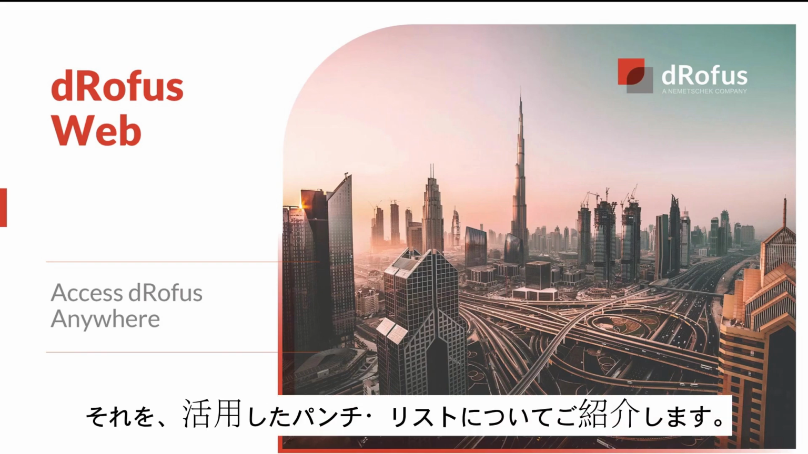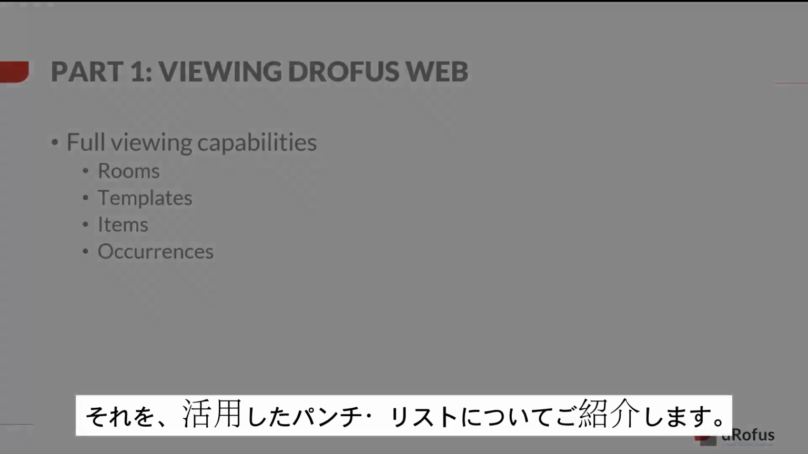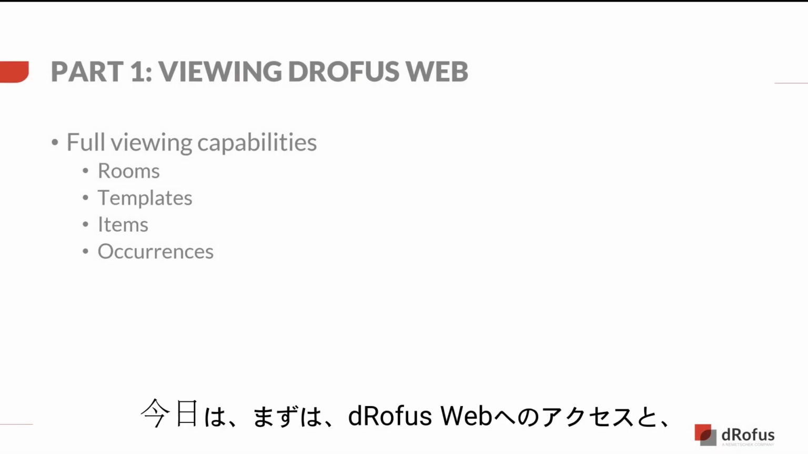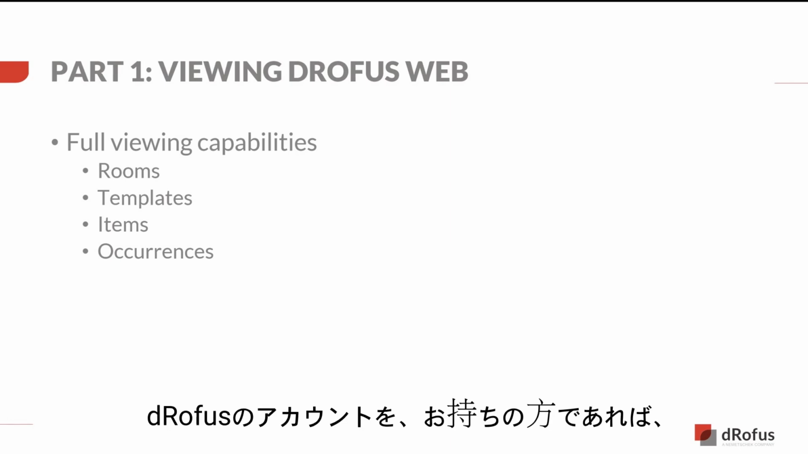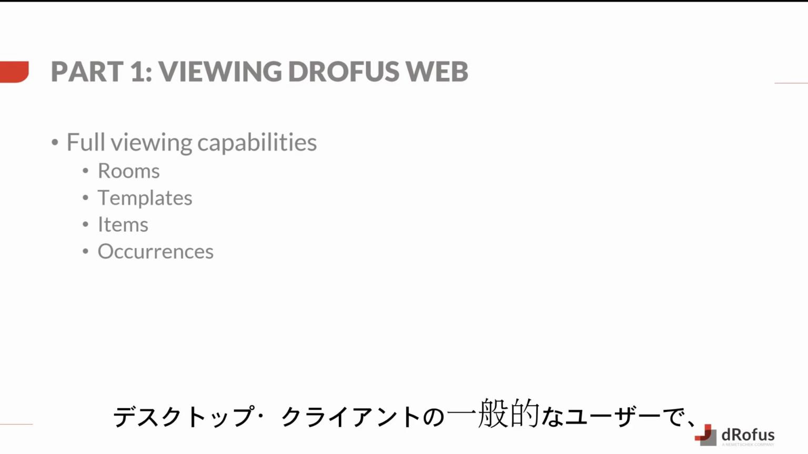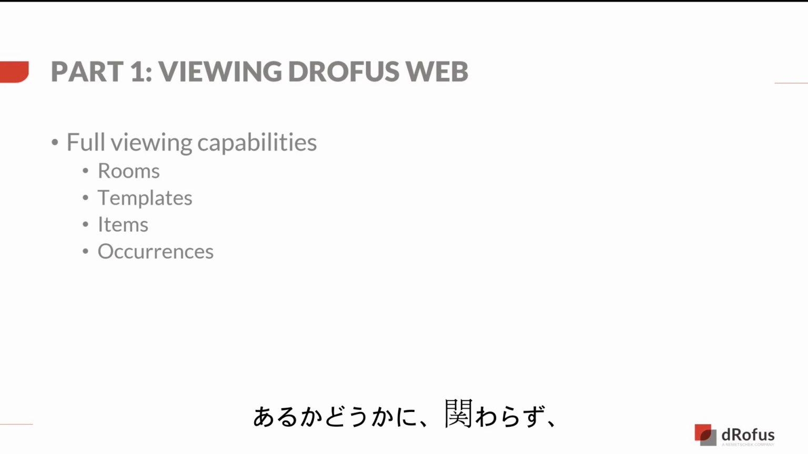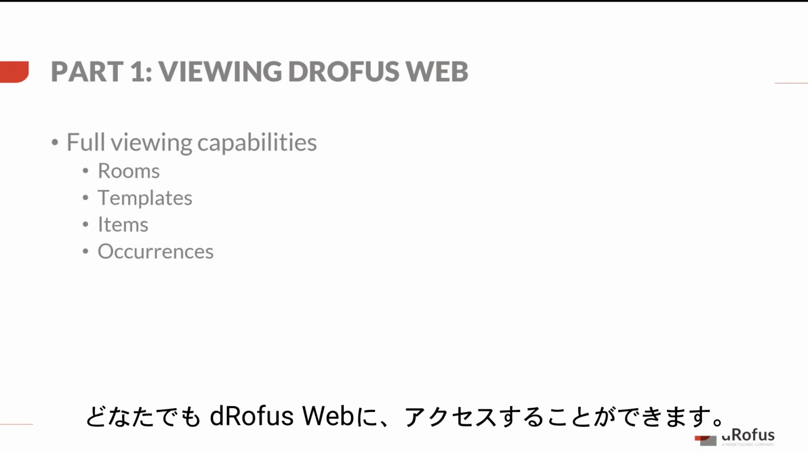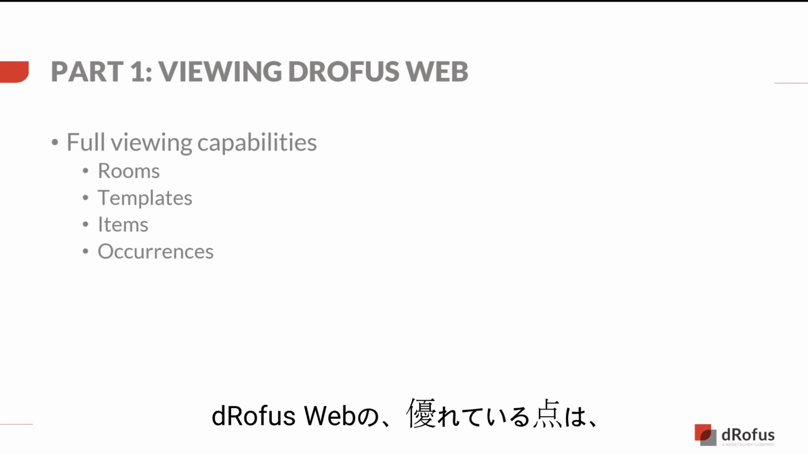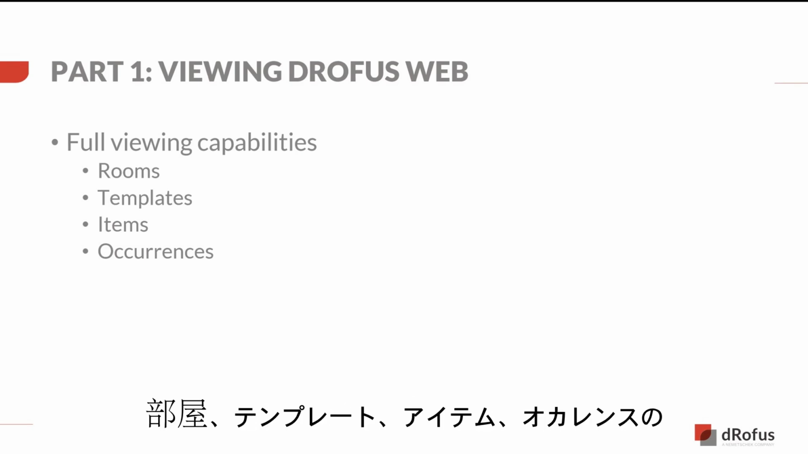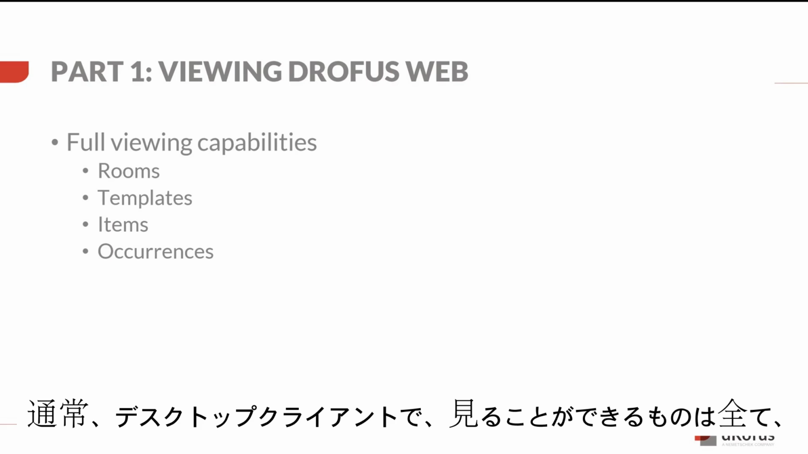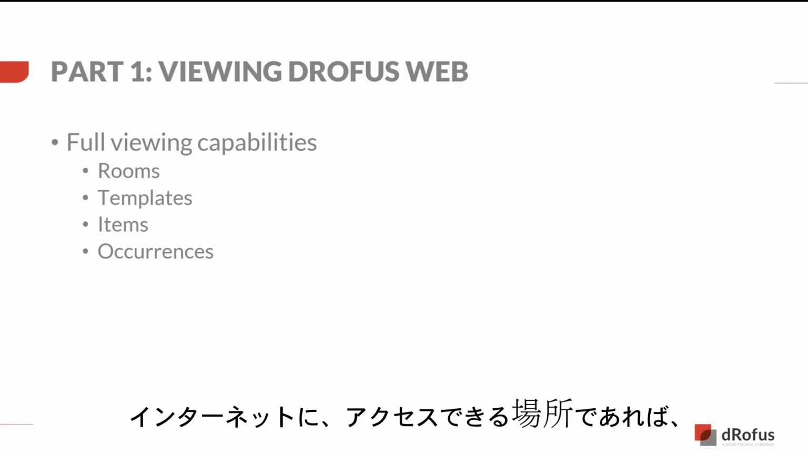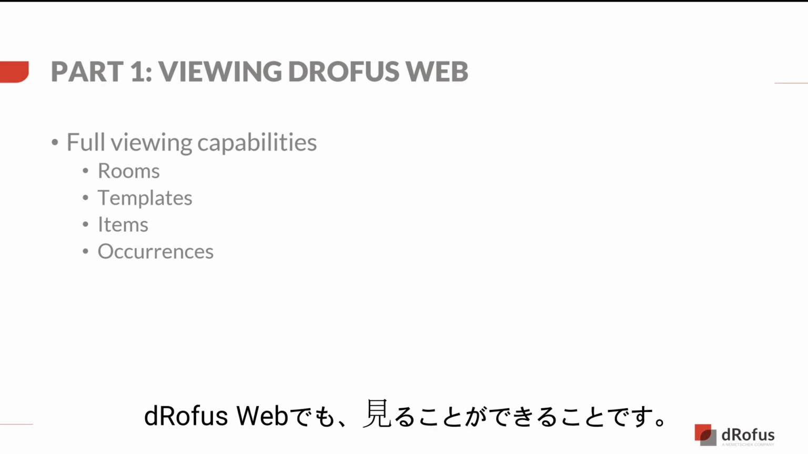I will be walking you through the basics of dRofus Web, as well as some applications of it for punch list. Today, we're going to start by discussing the basics of accessing and viewing dRofus Web. Anyone who has an account with dRofus can access dRofus Web, whether or not they are a typical user of our desktop client. What's great is that dRofus Web has full viewing capabilities for rooms, templates, items, and occurrences, so anything that you would normally see in the desktop client can also be viewed in dRofus Web anywhere that you have access to the internet.